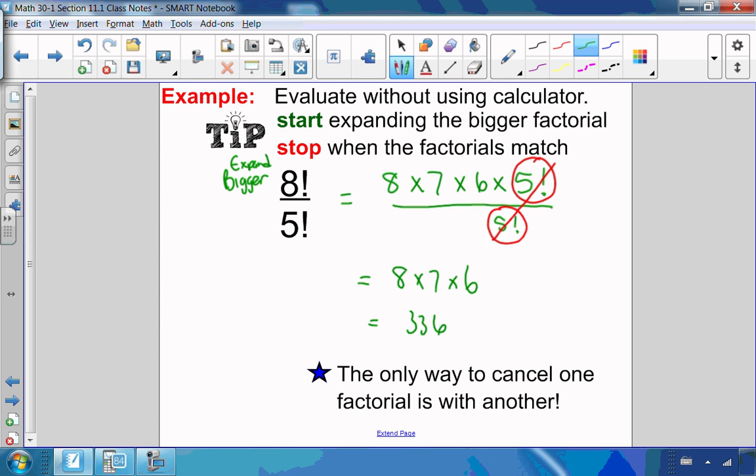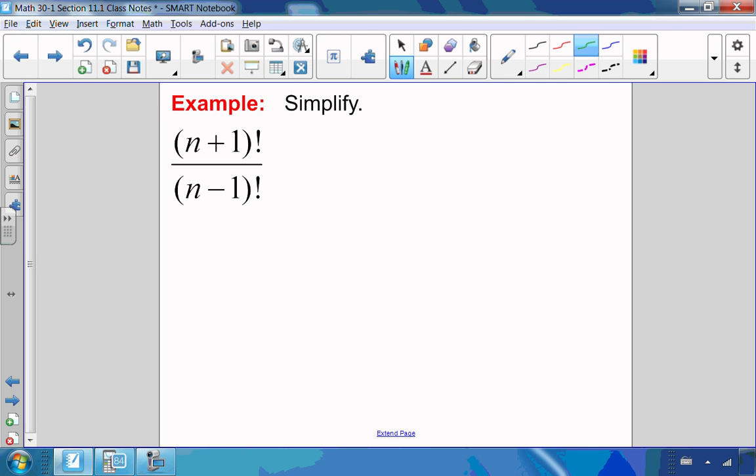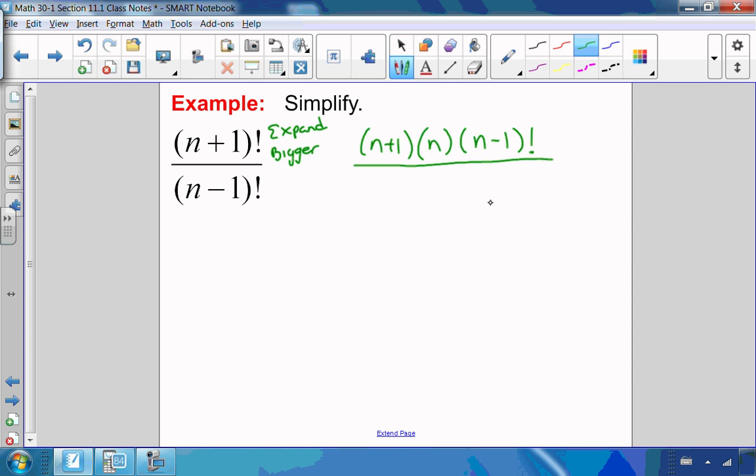So let's take this idea of doing it with numbers and do it with variables. Same process. I want to expand the bigger, and stop when it matches the smaller. I don't know what n is, but I know n plus 1 is bigger than n minus 1. So I'm going to expand my bigger factorial and stop when it matches my smaller. I start with the first number, n plus 1, and then I go 1 less. Take away 1 from the 1 is 0. And then I go 1 less. And now I can stop because I have a match in the bottom.